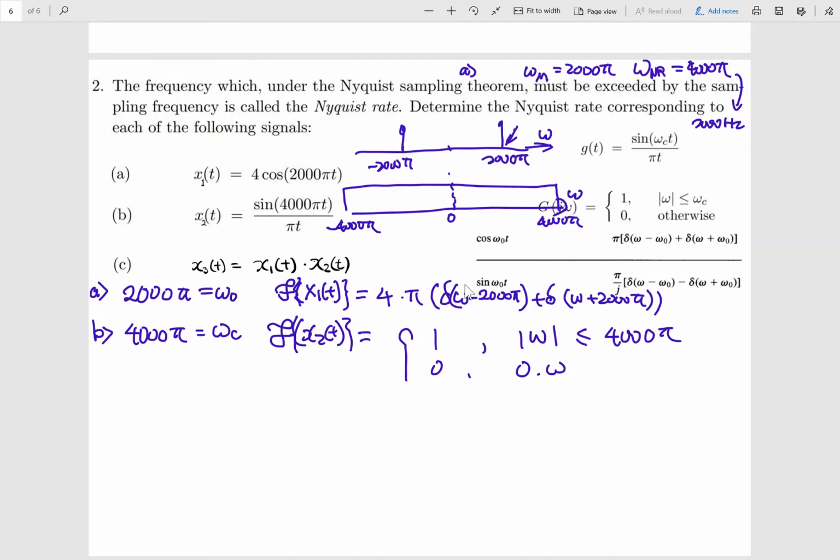And for B, this is the edge. Because it's symmetric, I just look at one side. So for B, omega max is 4000 pi. So the Nyquist rate is twice it, so it's 8000 pi. And C.